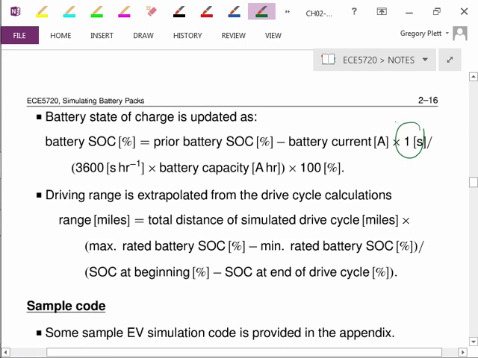We extrapolate it from simulating a drive cycle. So our range is the total distance of the simulated drive cycle in miles. We can integrate the profile of velocity versus time to get the distance. And we multiply that by this maximum rated SOC minus minimum rated SOC. So that's the state of charge window of the battery pack that you are allowed to use. And you divide by the actual window that you did use in the simulation. So SOC at beginning minus SOC at end.